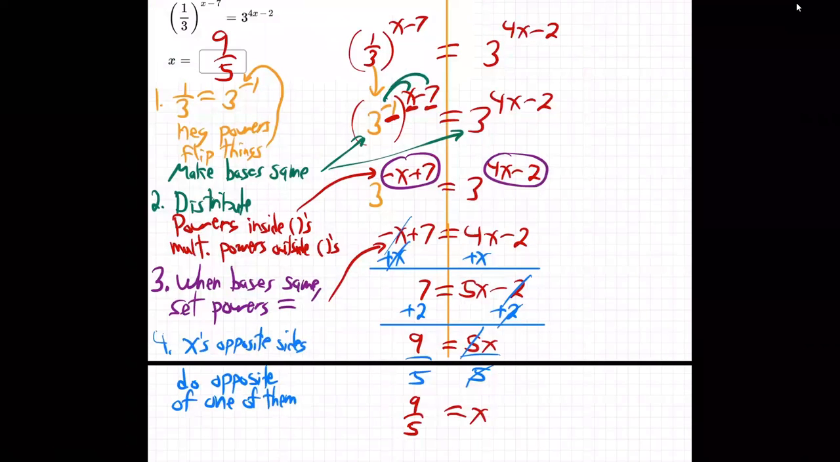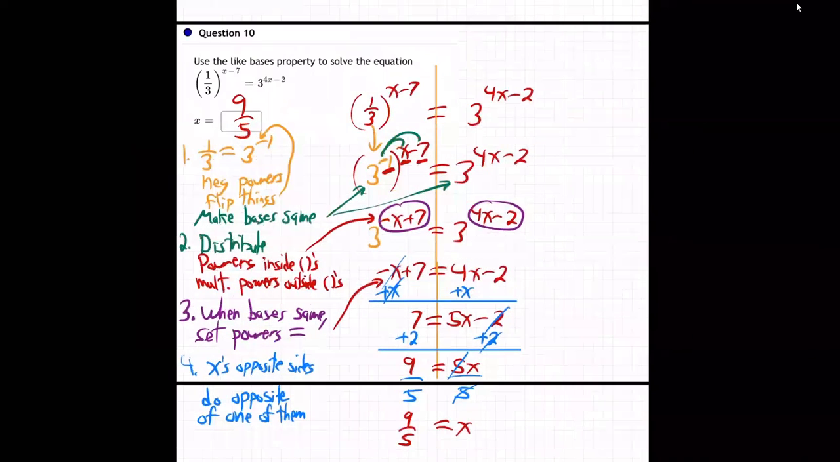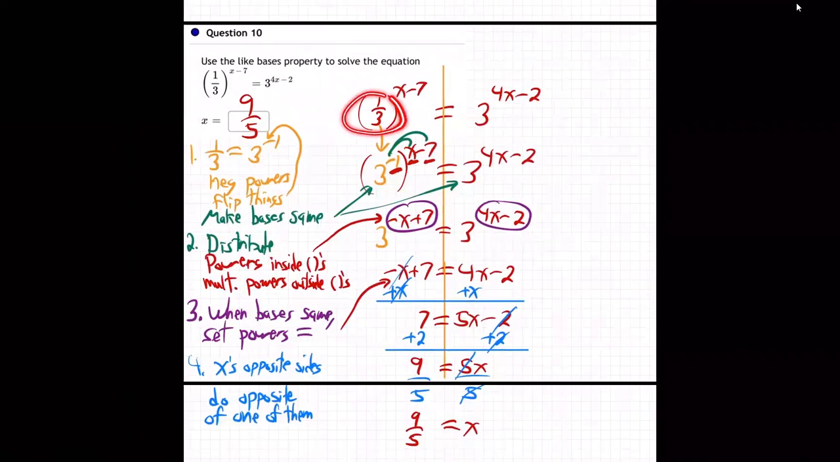So there was a lot of steps to that, weren't there? Let's trace back over that. So what did we do? From the beginning, we had the 1/3 on one side and the 3 on the other. Whenever you have that, you got to rewrite that 1/3 to be 3 to the -1 power, and then distribute that -1 power. Now the two bases are the same, so you can set the powers equal and solve for x. And then when you have x's on opposite sides, do the opposite of one of them to cancel it out. You get x alone. And there we go.